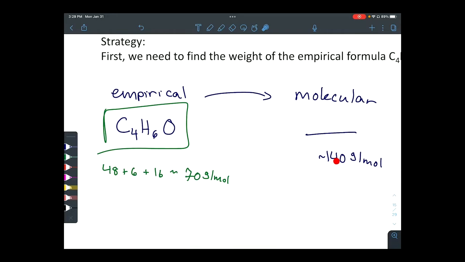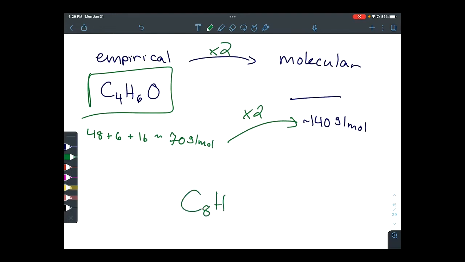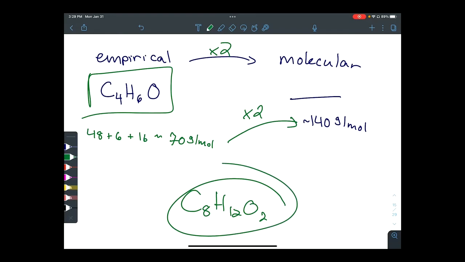What would the multiplier need to be? 2. So whatever we do to the molar masses to make it match, we do to the formula. So that means the molecular formula is C8H12O2. So that's just a little tidbit at the end.